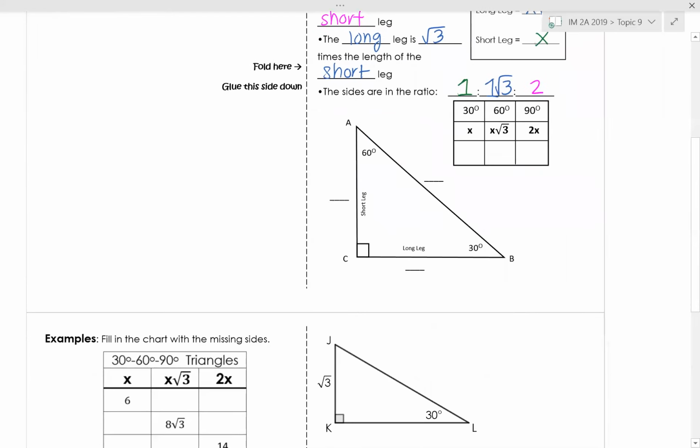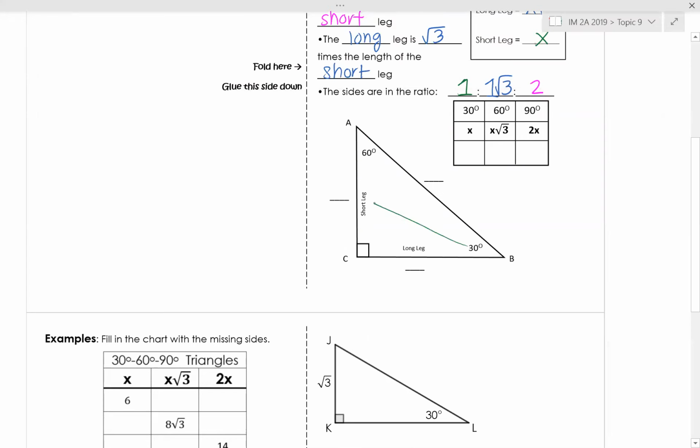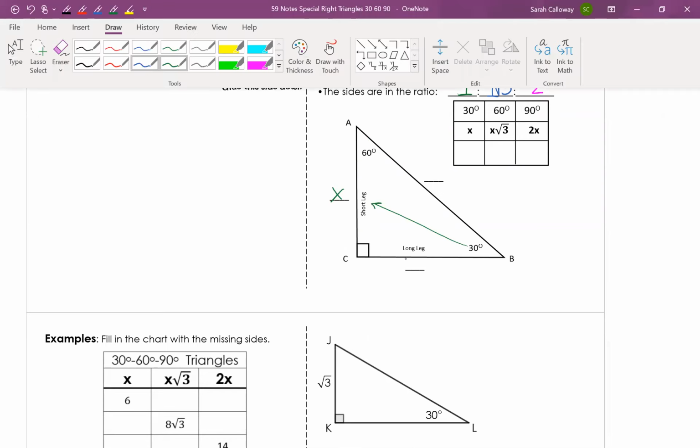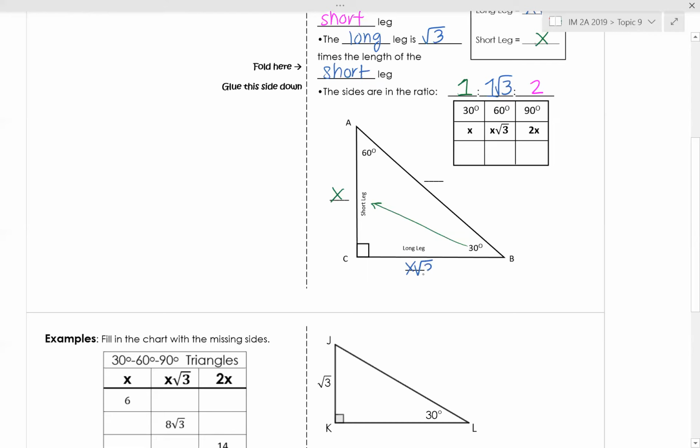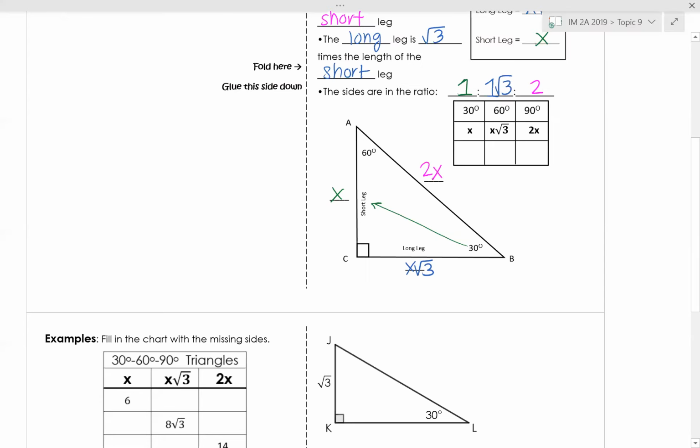So just like we did with the 45, 45, 90, we're going to use that table with the angle measures and then our formula to solve. So the short leg is the leg that's across from the 30 degree angle. So that's why this is labeled here like that, right? So the short leg is x. The long leg is x times radical 3. And the hypotenuse is 2 times x. And so that pattern is what we're going to use to fill out the table for a 30, 60, 90 right triangle. And then we'll look at triangles and create a table to solve them.